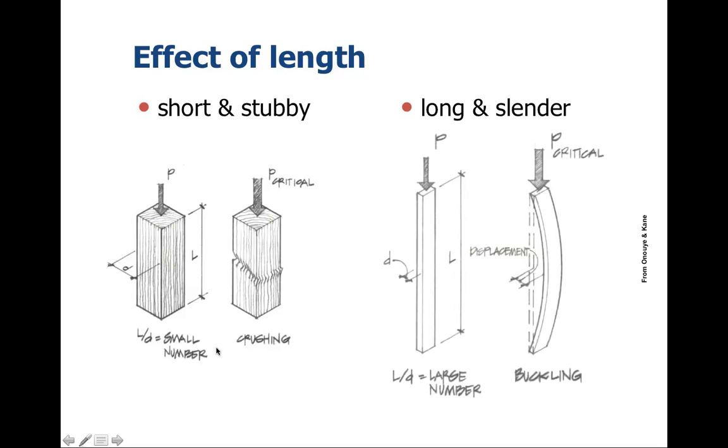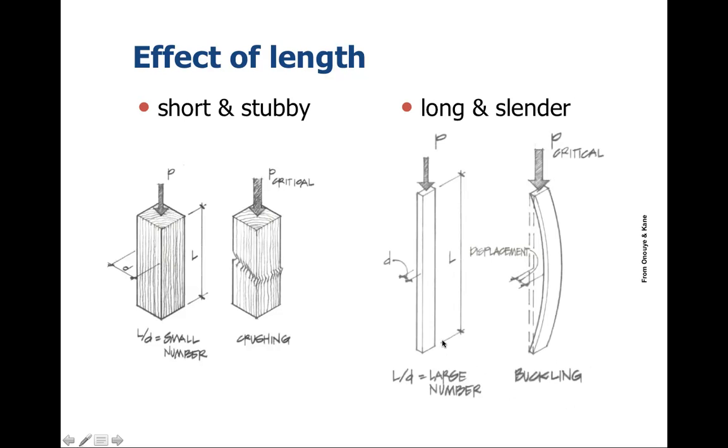So with short and stubby columns, basically we're looking at a crushing load. So basically the column is not going to bend or deflect, it's going to crush in some particular shape, as in a case like this. So here what we're interested in is what is the overall crushing strength of that particular material. It's quite different when we get to long and slender columns. Here our concern is about buckling.